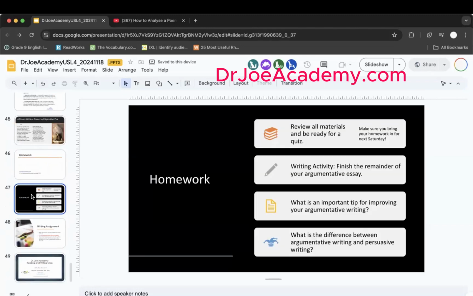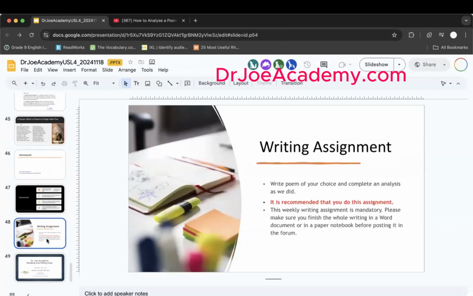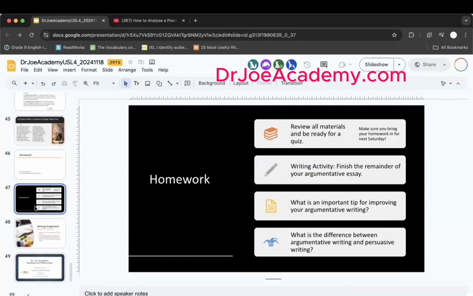In terms of the homework, review all materials. The writing activity is the main focus, which is to finish the remainder of your argumentative essay. And these questions might come up at the start of next week's class. And the writing assignment is to write a poem of your choice and complete an analysis as we did. Again, primarily just focus on your argumentative essay. Before I end off class, does anyone have any questions about the homework or the writing assignment?